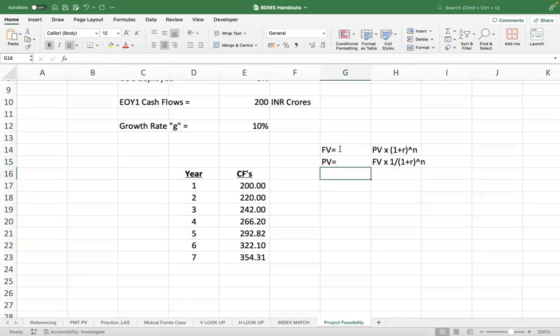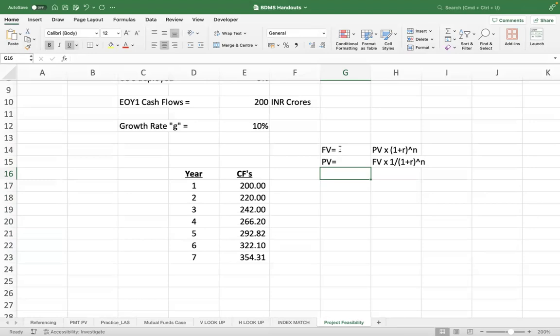Now, what is this 1 by 1 plus r to the power of n? It is called the discounting factor. So basically, if you apply your discounting factors to your future values, you will arrive at your present values. So future value into 1 by 1 plus r to the power of n is present value. So 1 by 1 plus r to the power of n is the discounting factor. It is a factor which you will apply on future cash flows to bring them to present.